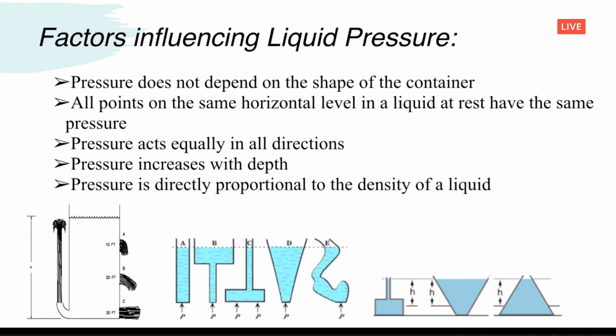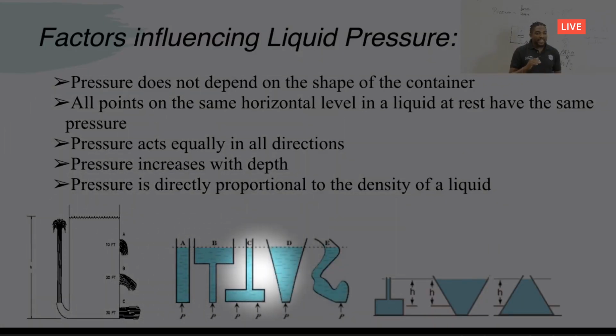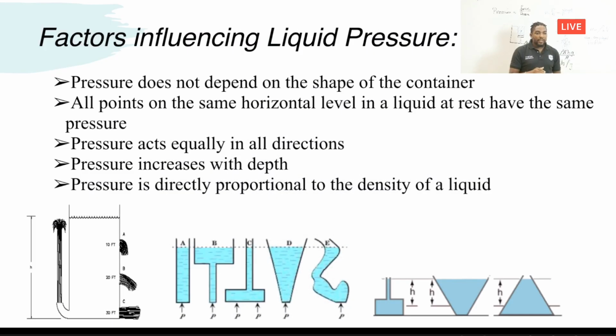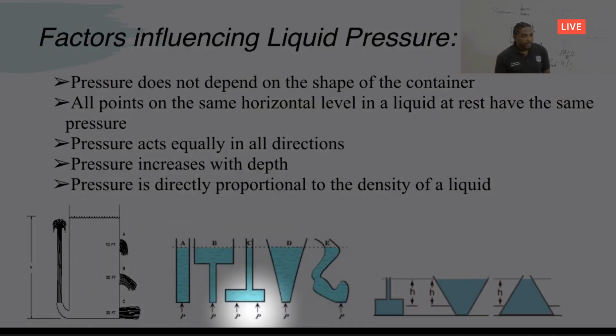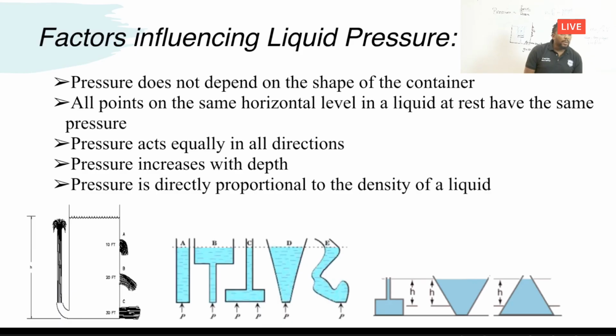Now, some factors influencing liquid pressure. These are the factors that we go through each of them. It says that pressure does not depend on the shape of the container. It doesn't matter any shape that you put the object in. It only pays attention to the density of the liquid or the depth below any surface. So if you look at the middle diagram there, we have different vases of different shape. What you're going to realize is that even though all of them have the same height, at the base of those vases, they're going to have the same pressure because the water level is all the same height.